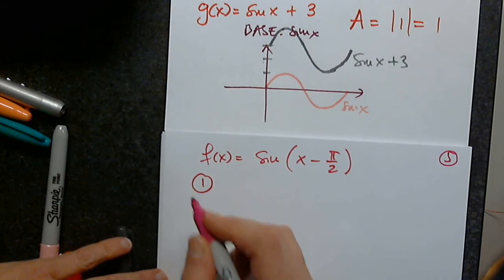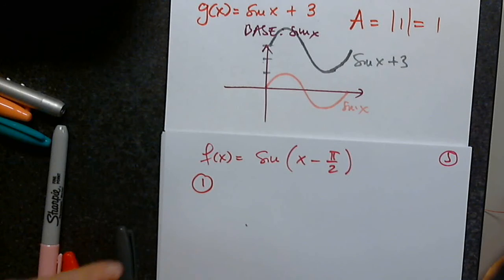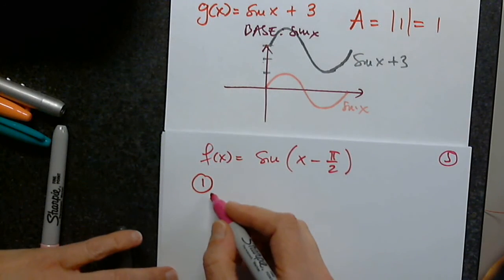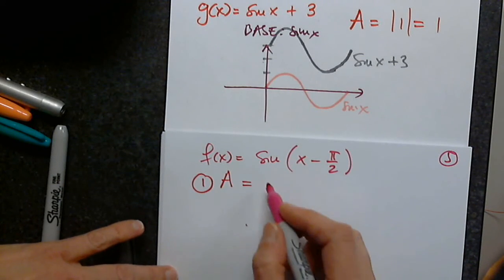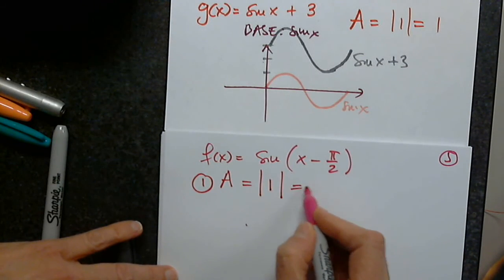Okay, so let's say the function f of x equals sine of x minus pi over 2. Number 1, now I can put in everything we need. Number 1 is the amplitude. What is the amplitude of this? 1. Yes, the absolute value of the number in front, and it's 1.